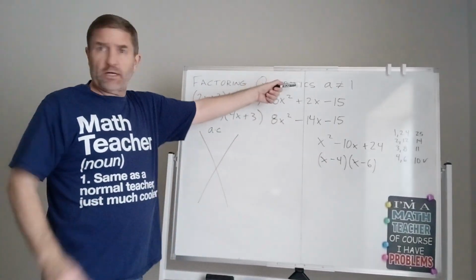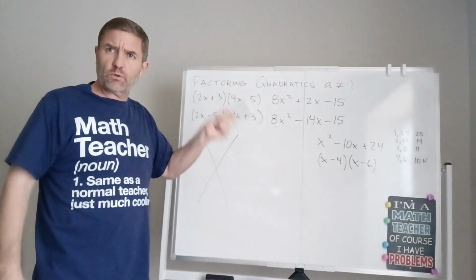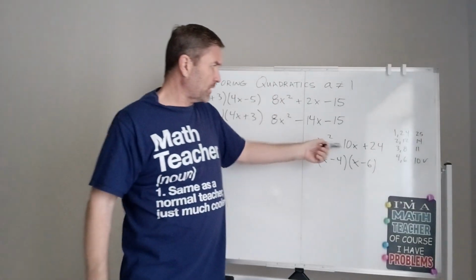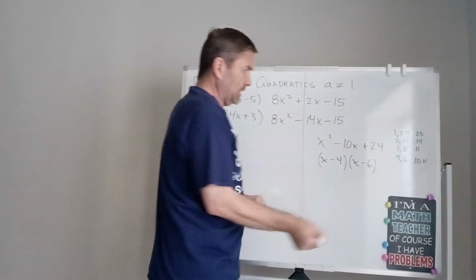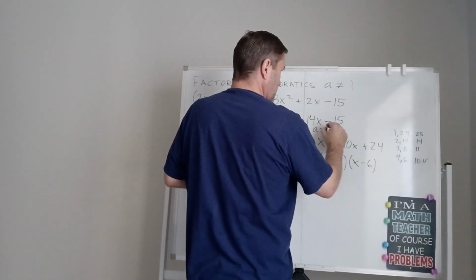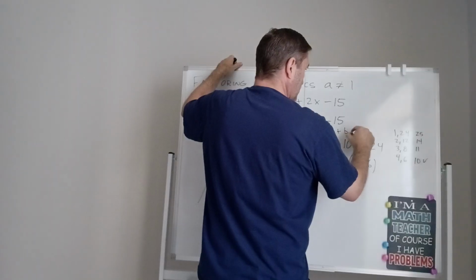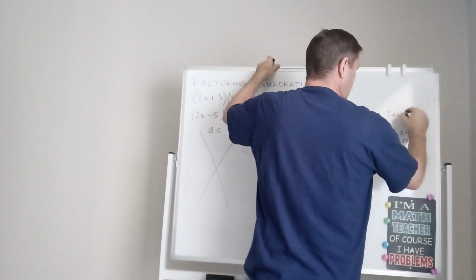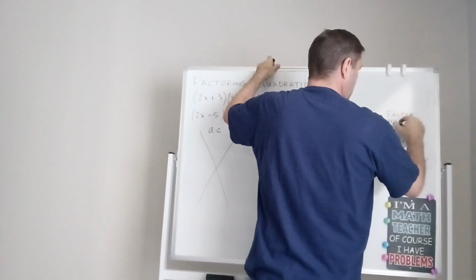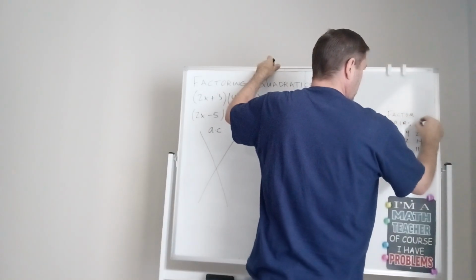Factoring quadratics, a not equal to 1. So let's do a quick review. Let's factor a quadratic when a equals 1. Recall that we took the back number. This was your c. Remember, this is ax squared plus bx plus c. So this is the factor pairs of c. And notice it's always a combination of two numbers. That's why we call it factor pairs of c.